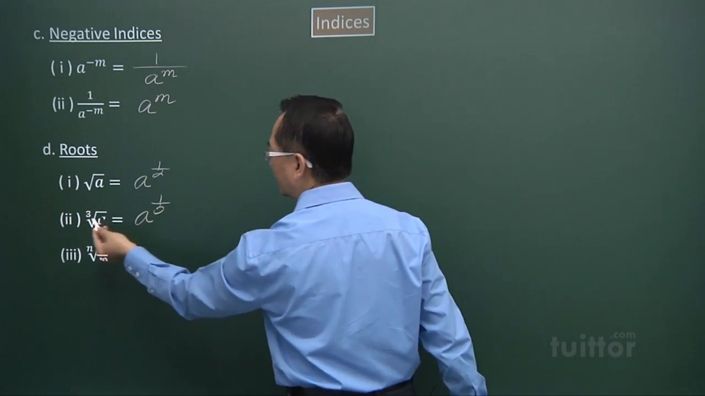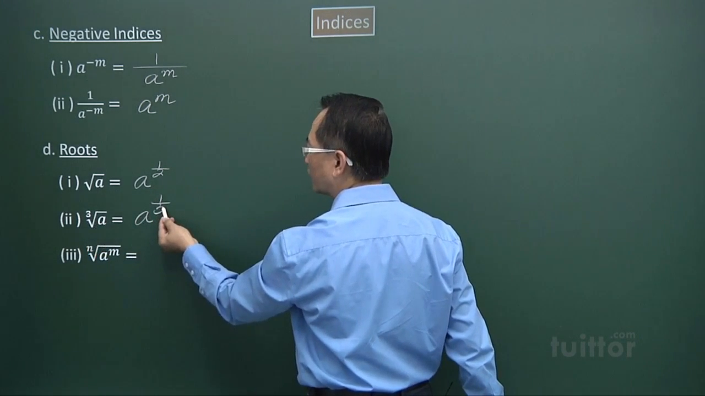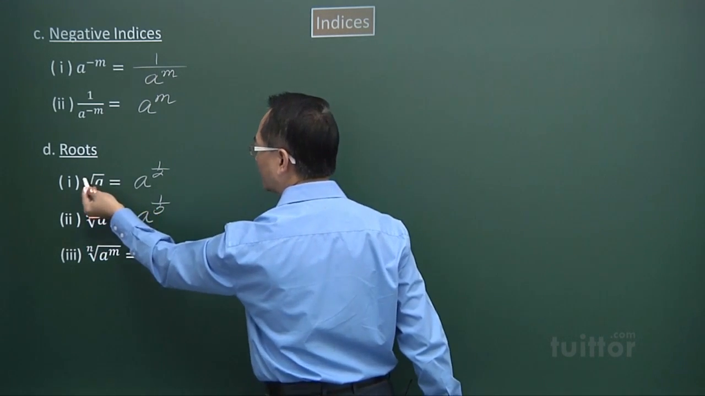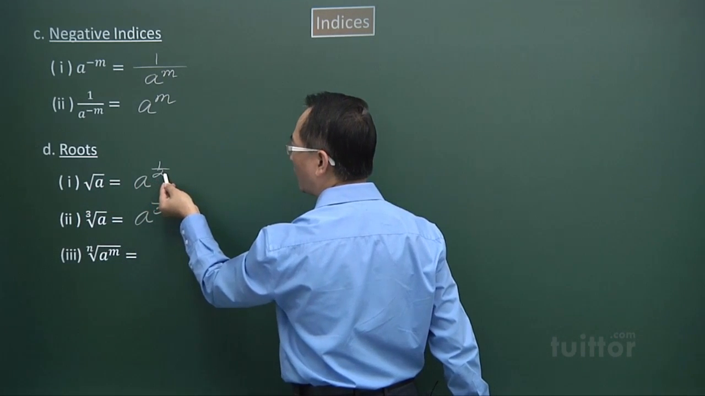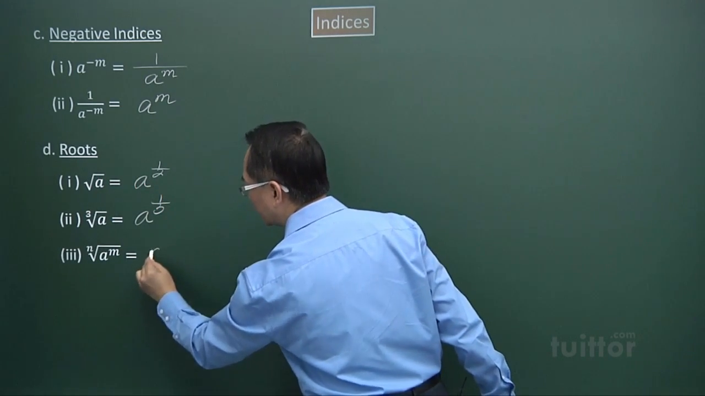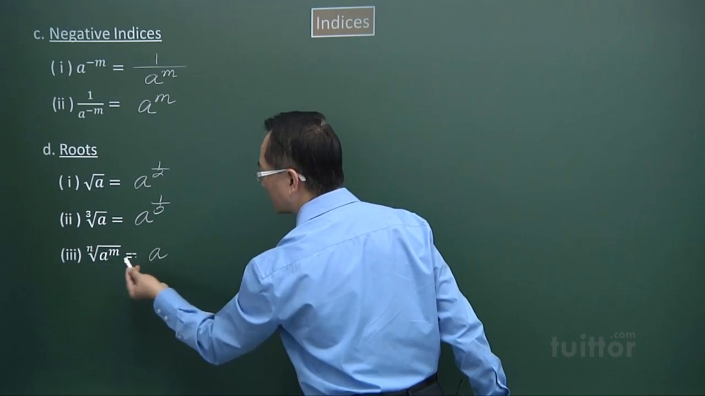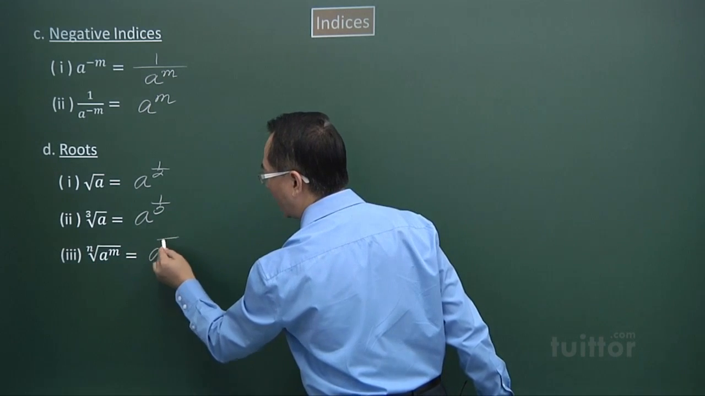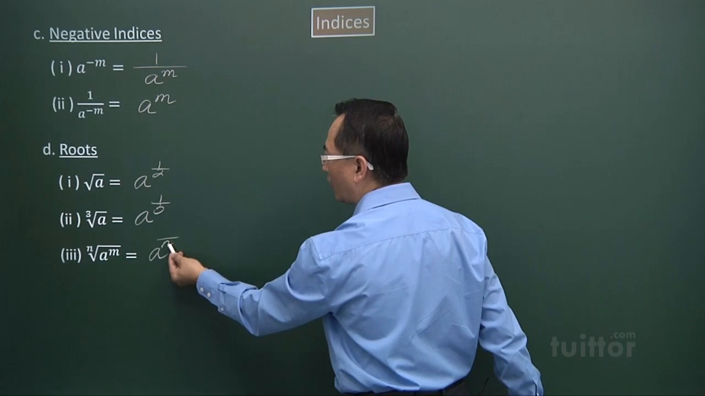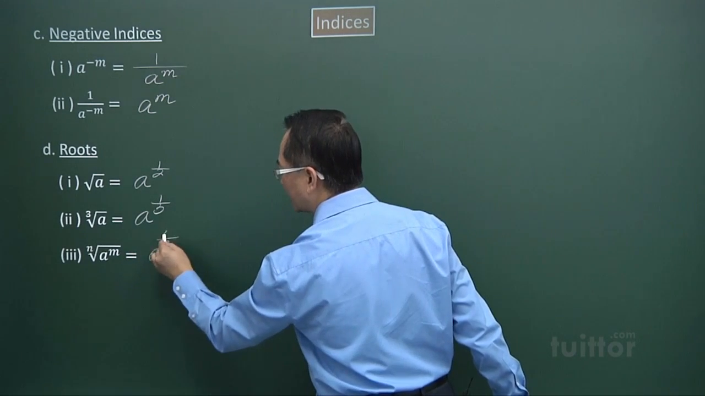You can see there is a little 3 here, so the denominator of the fractional index is 3 here. Here we don't have a 2, but the denominator of the fractional index is 2. Over here, in part 3, we have the nth root. So basically, we have n in the denominator of the fractional index, then m as the numerator.